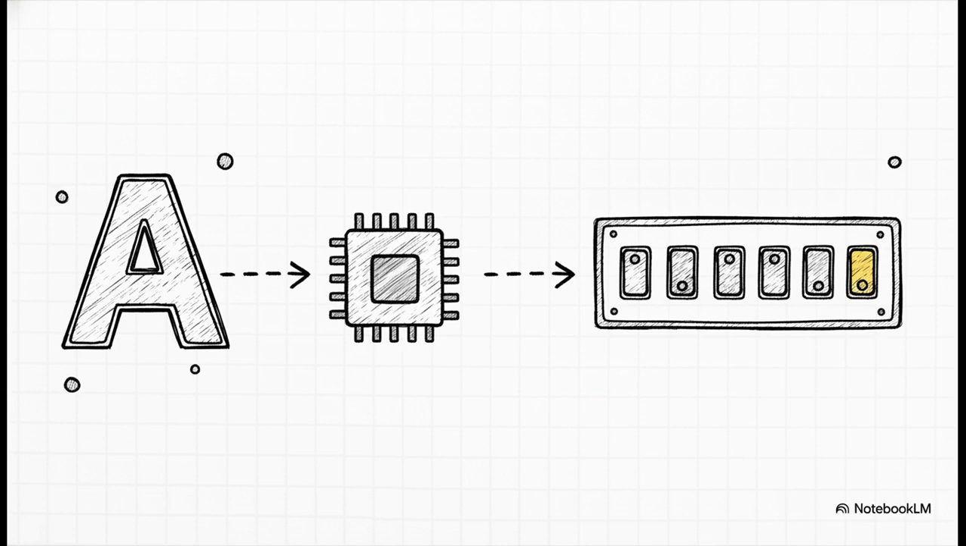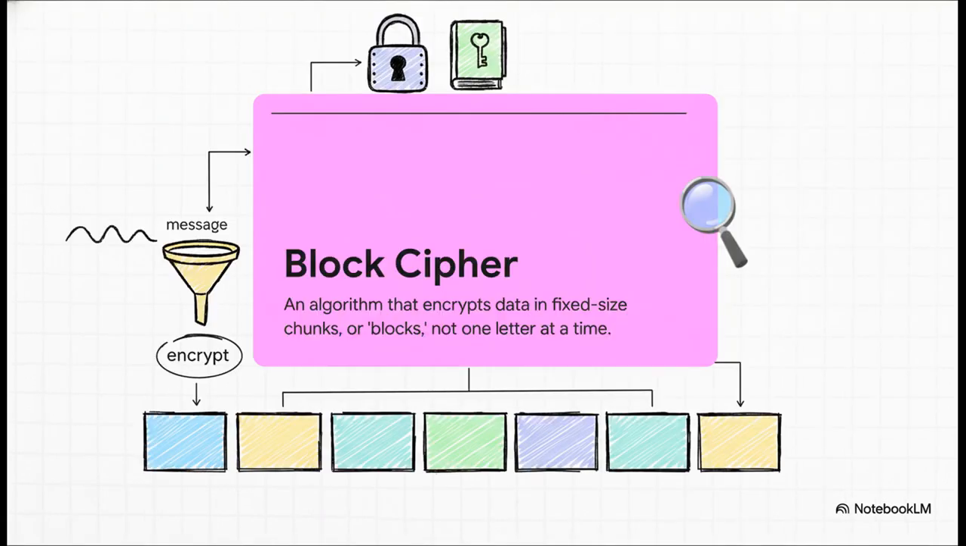Think of it like a panel of light switches. Using a standard called ASCII, the letter A becomes the number 65, which is just this specific pattern of on and off switches. And that binary code is the raw ingredient for all modern encryption. So, encrypting one tiny bit at a time would be super slow, right?